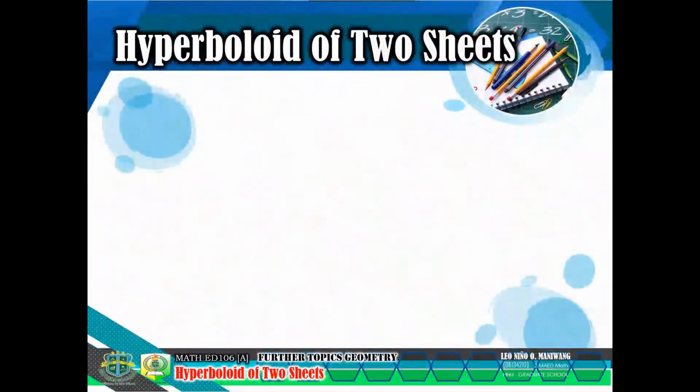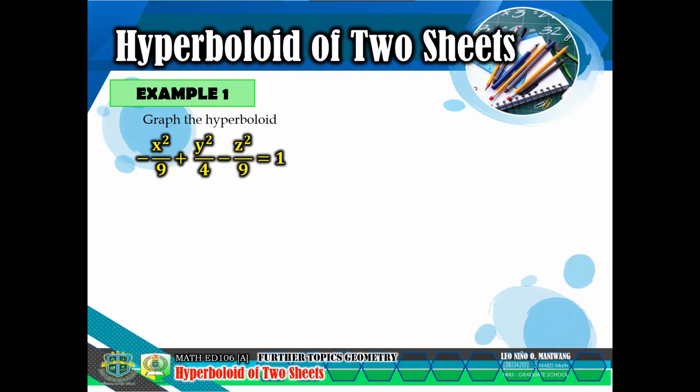So we have here an example of a hyperboloid of two sheets. Suppose we are going to graph the hyperboloid negative x squared over 9 plus y squared over 4 minus z squared over 9 is equal to 1. First, we need to determine the xy trace.